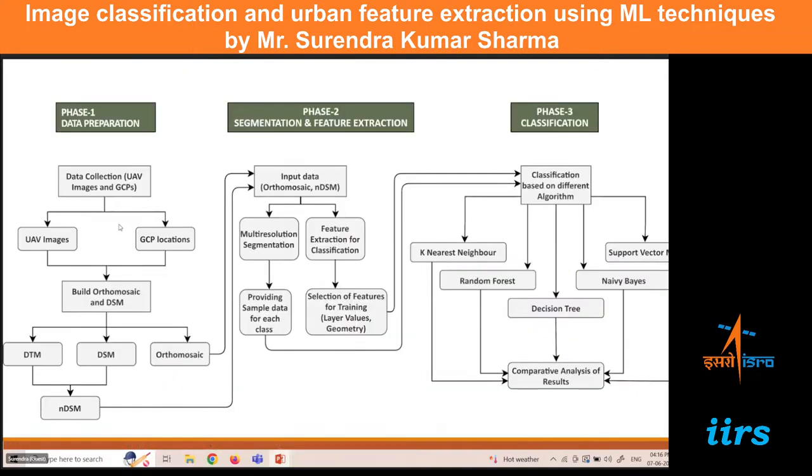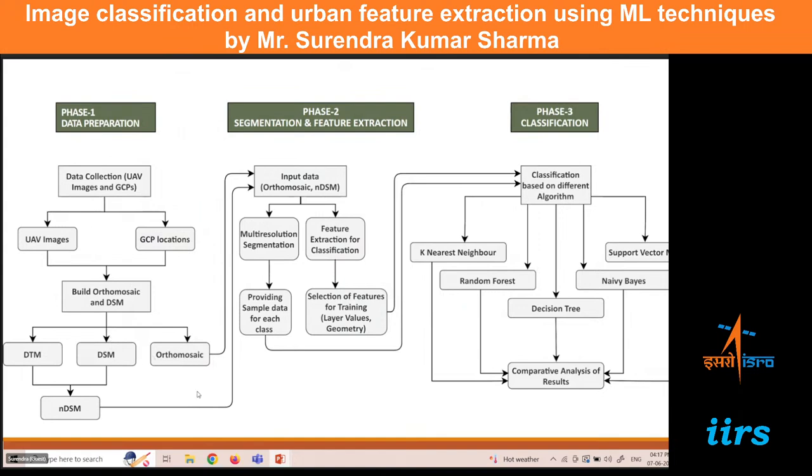This is our overall methodology: phase 1, phase 2, and phase 3. In phase 1, we collected the UAV data and GCPs, then pre-processed the images, and generated the DTM and DSM. Using DTM and DSM, we obtained the nDSM. nDSM is nothing but normalized DSM, and we generate it by subtracting the DTM from the DSM, so that we can get the height of the features above the Earth surface. Then we generated the orthomosaic image.